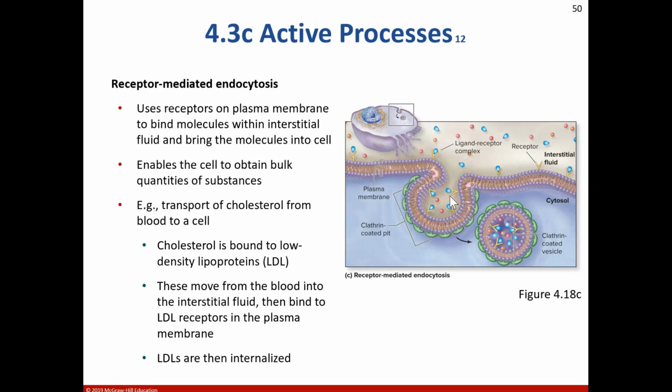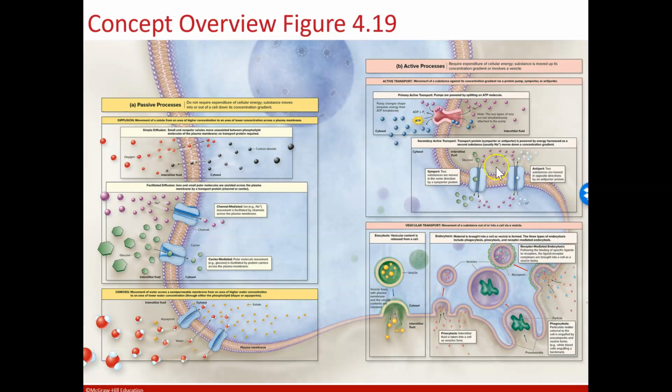Now, an example of this would be like the transport of cholesterol from blood to the cell. Our cholesterol is bound to our low density lipoproteins, or LDL, and they move from the blood into the interstitial fluid and then bind to LDL receptors that they have in the plasma membrane, and the LDLs would then be internalized.